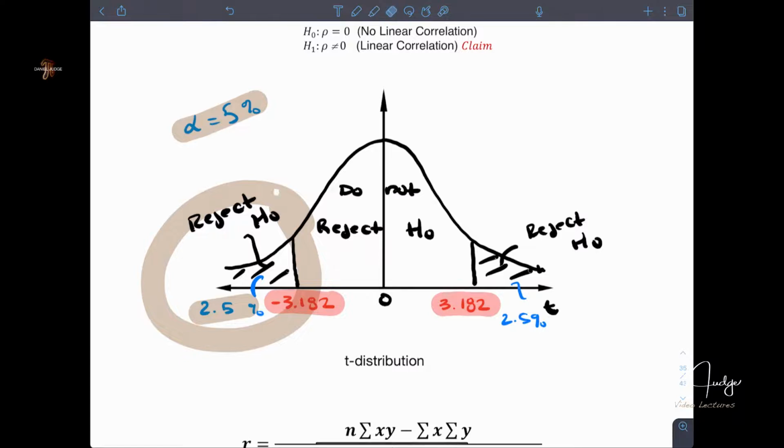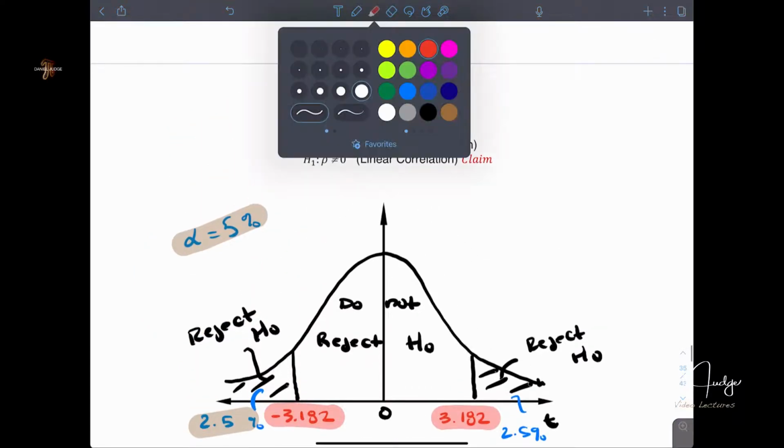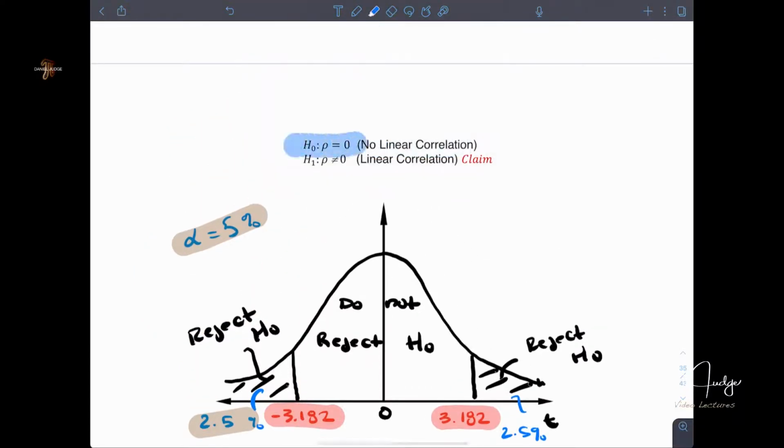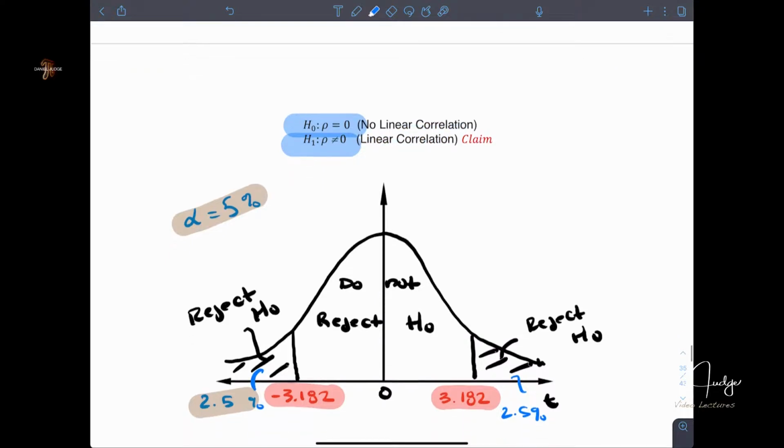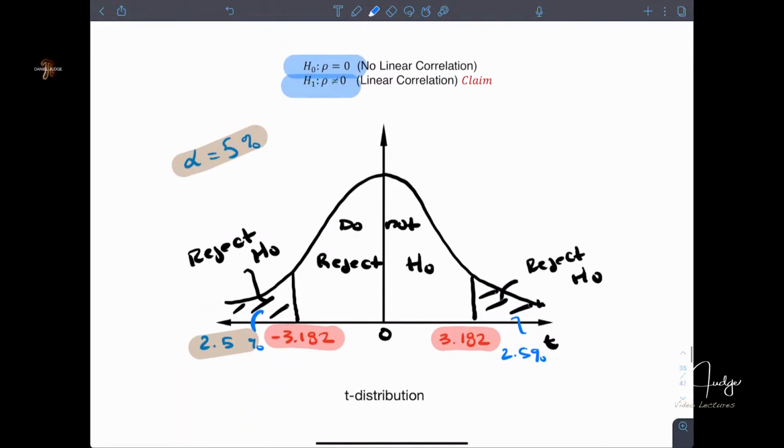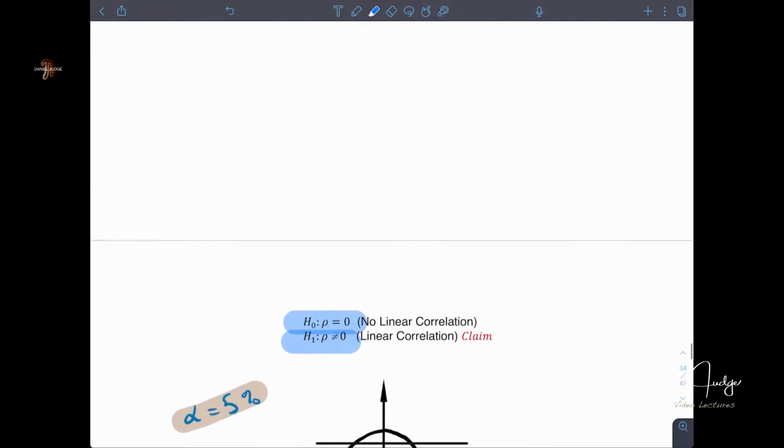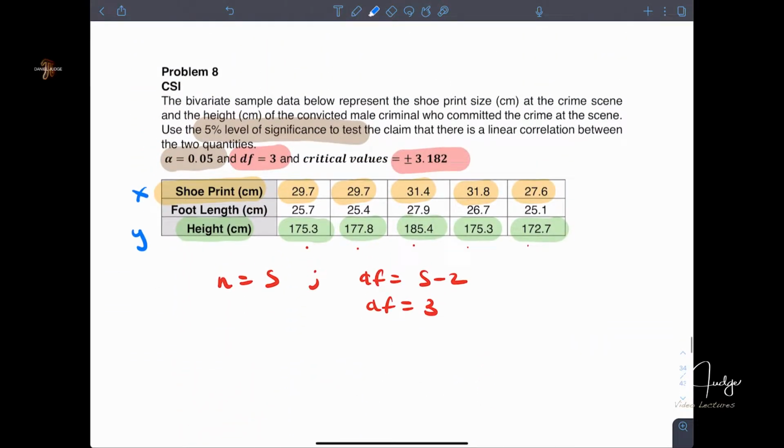So far, so good. We set up our hypothesis test correctly. Rho here is 0 for the null. Rho is not 0 for the alternate. That's going to be our claim. And ladies and gentlemen, we're good to take a look at what this looks like on the scatter plot. We're good to proceed. So let's punch this in.